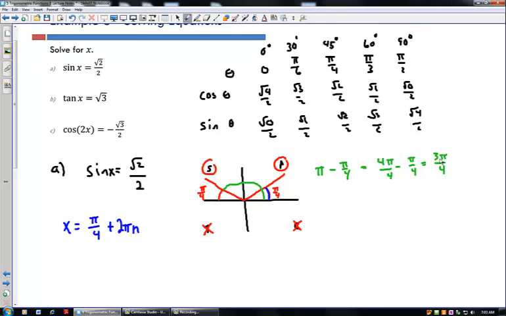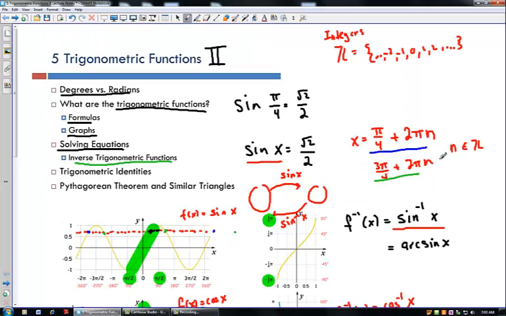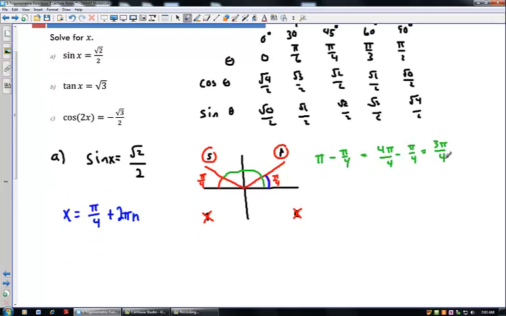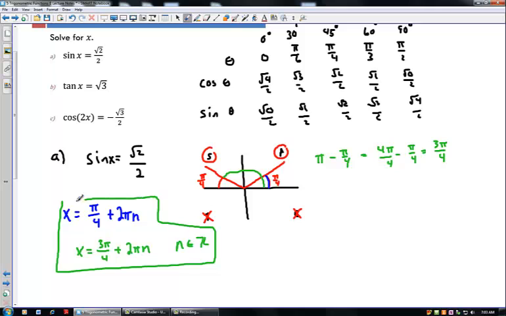And let me make sure I actually did the top one right. Did I write that down, 3 pi over 4 right? Yeah, I did. Okay, good. So my next answer is x equals 3 pi over 4 plus 2 pi n. And I have n is an integer. So it's 0, 1, 2, 3, 4, or it could be negative 1, negative 2, negative 3, negative 4, and so on. So that's my answer.